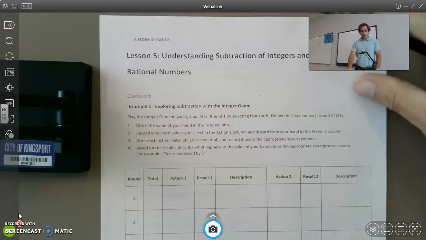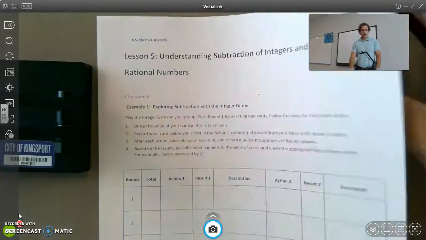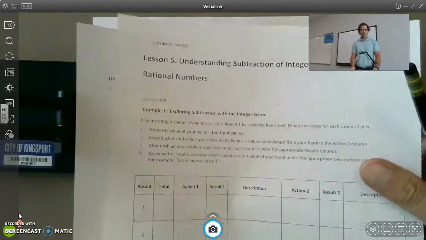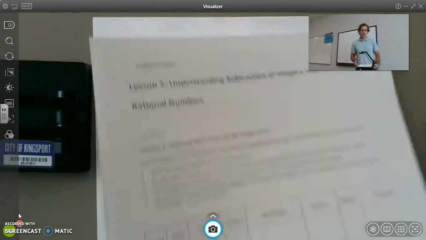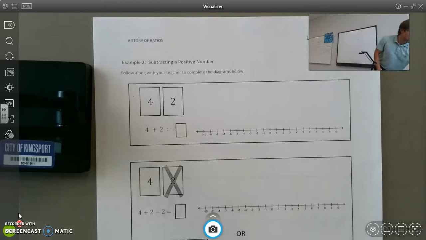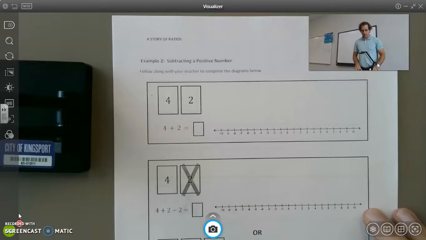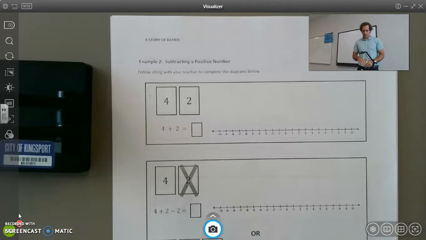So this first page, actually the first 2 pages, are classwork that we would be doing in class, kind of like an activity. So I'm going to just remove these because they're not good for just direct instruction like this. So let's start with example 2. And we're going to look at addition first.